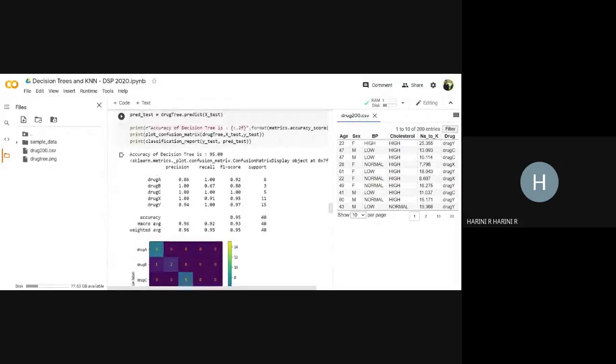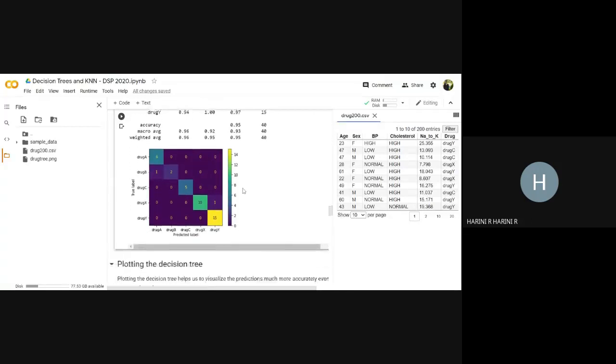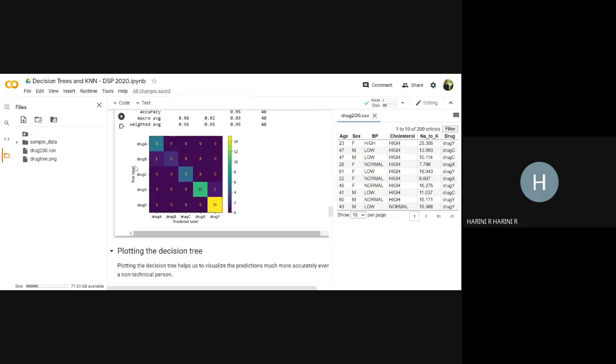Yeah. So here we can see that the accuracy is actually pretty good. We get 95% accuracy. And this is the precision, recall and F1 score for each of these target value types. And this is a confusion matrix, which may be a little more interpretable. Here you can see that this is the true label axis and this is the predicted label.